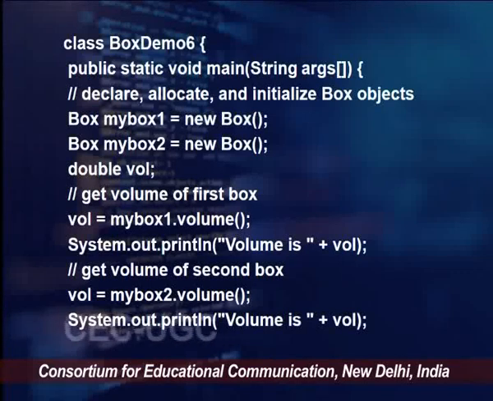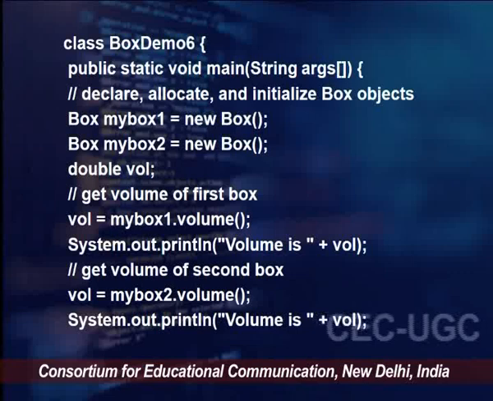Now inside the class which has the main function, we have declared and allocated two Box objects as we did: Box mybox1 = new Box, and the second one, double volume.